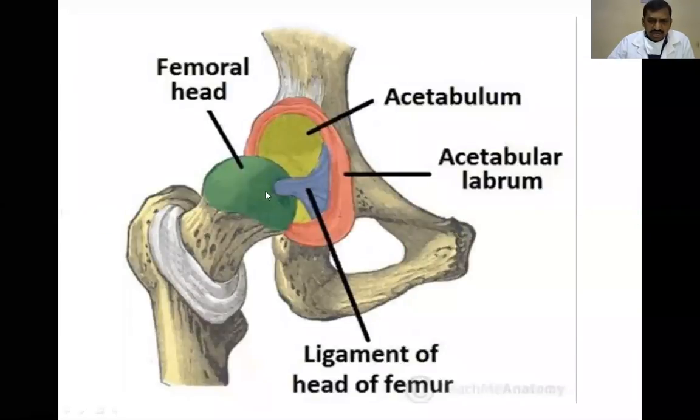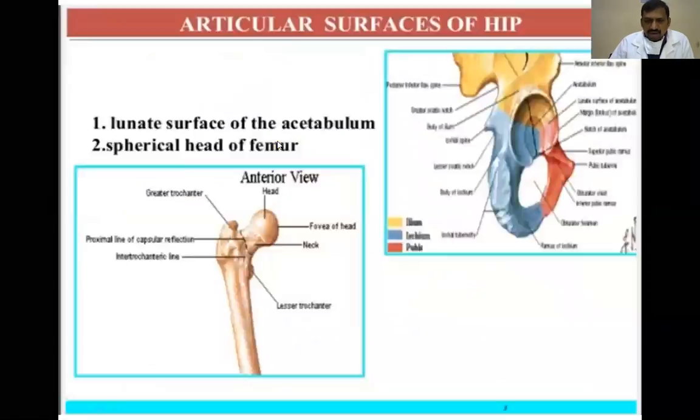You see here, this is the head of the femur, and this is the acetabulum of the hip bone. Together they form the hip joint. Next, you see, the head is like a sphere. That is 4/5 of a sphere. And here, this is the acetabulum.